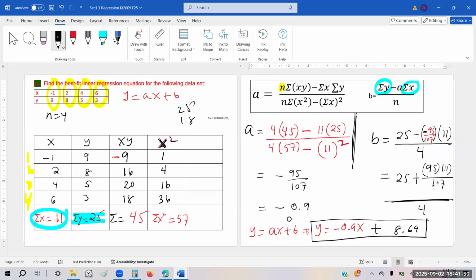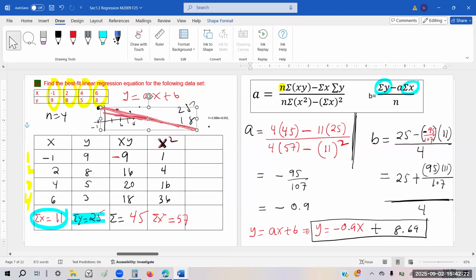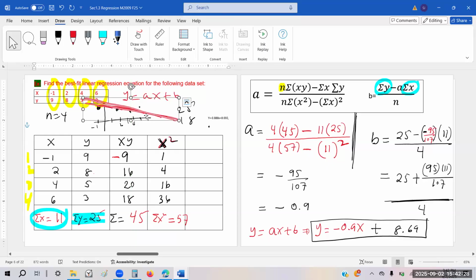So if you look at here, if you plot this, when this is negative 1, you have 9 here. When it's 2, you have 8 here. When it's 4, it's 5 here. And when it's 3, it's 6 here. So it's a straight line. It's kind of like this. I'm drawing here, but for some reason it's moving there. So this is the line of best fit.